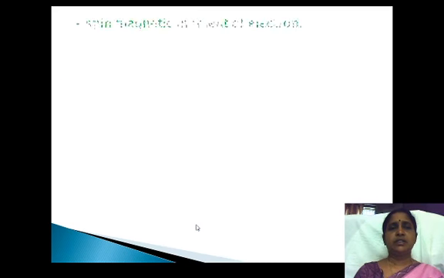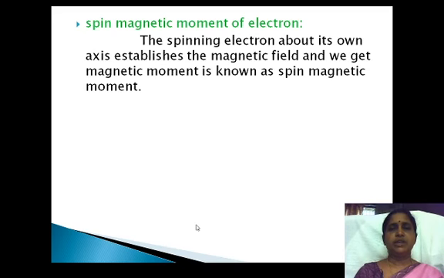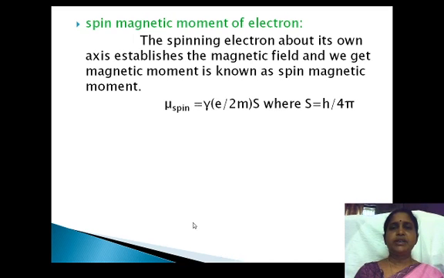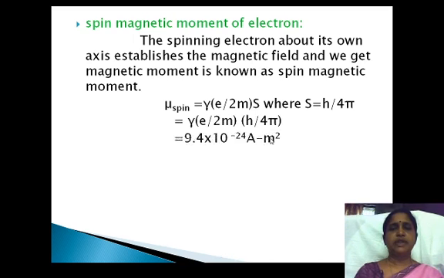Next, spin magnetic moment. The electron spins on its own axis. When it revolves around the nucleus in an orbit, it also spins on its own axis. It establishes a magnetic field and we get a magnetic moment. That magnetic moment is called the spin magnetic moment. Mu spin is equal to the gyromagnetic ratio e by 2m into S. Here S is h by 4 pi. This value is 9.4 into 10 power minus 24 ampere meter square.